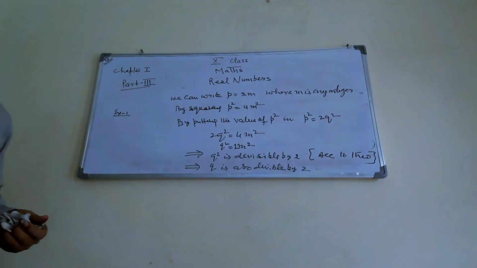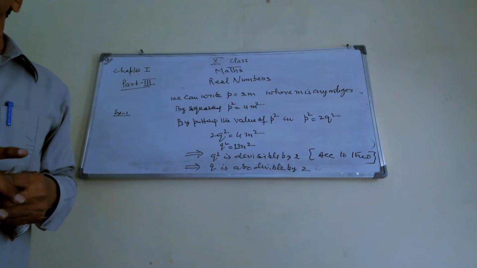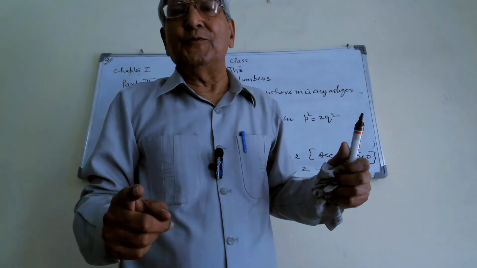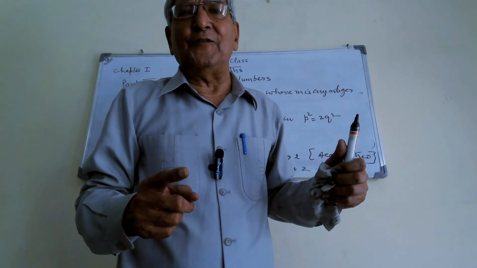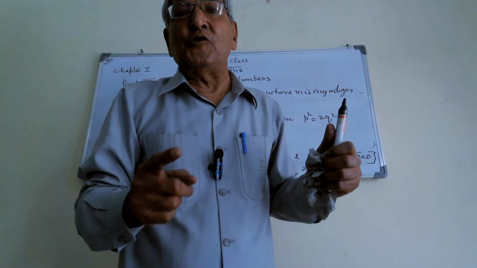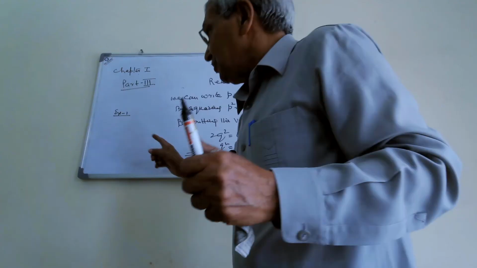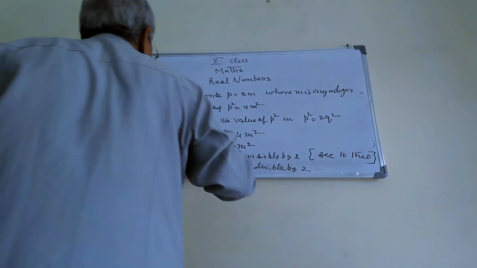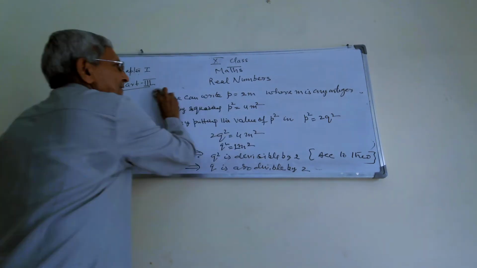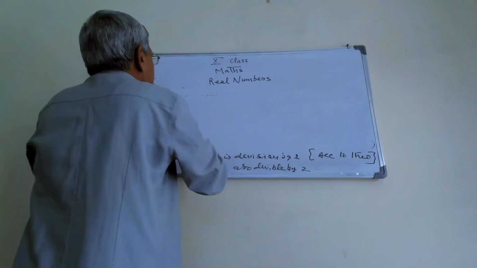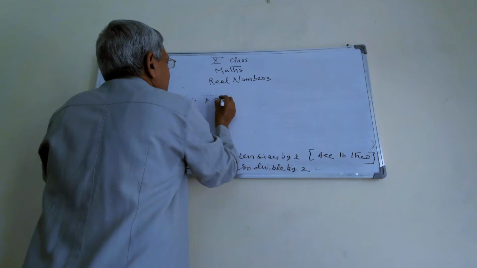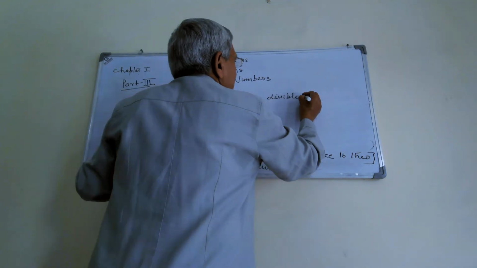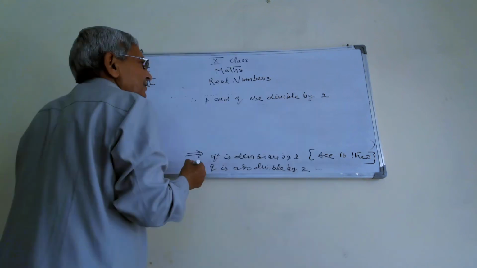So we have proved here. Note it here. The main point is P is divisible by 2, and Q is also divisible by 2. But P and Q, according to the definition of rational number, are co-prime numbers and have no common factor other than 1. And here you see P and Q have a common factor 2, which is contrary to the statement. Therefore, P and Q are divisible by 2. We have proved.